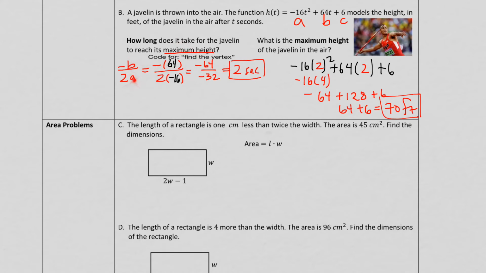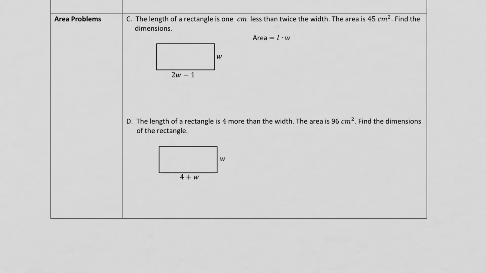Here's negative b over 2a. I plugged in my b and my a values from the original function up above. It takes 2 seconds. To find the actual height it reaches, I plug the 2 back into my original function, so back into where the t was, and I work it out to find that it reaches a height of 70 feet.